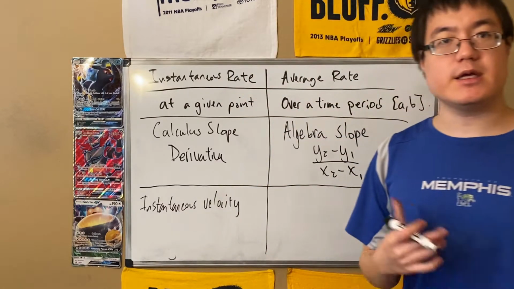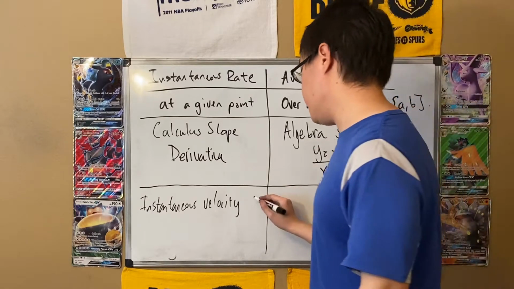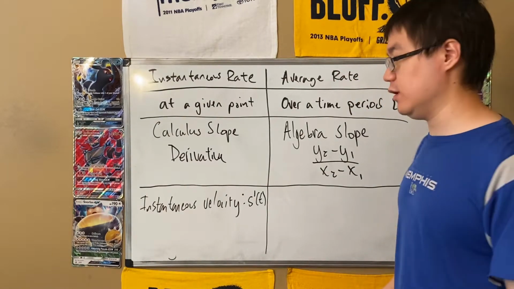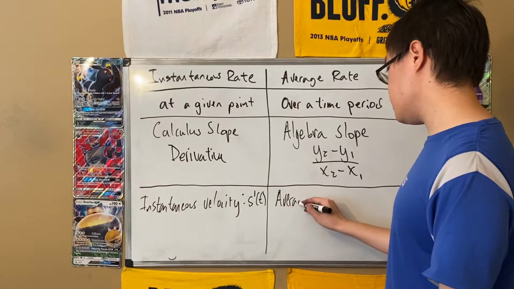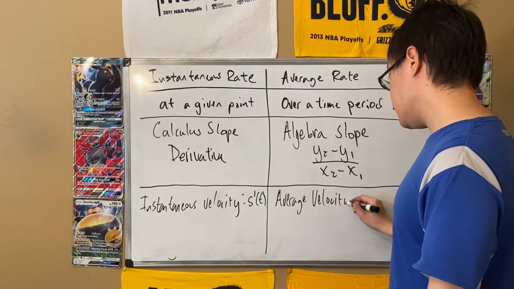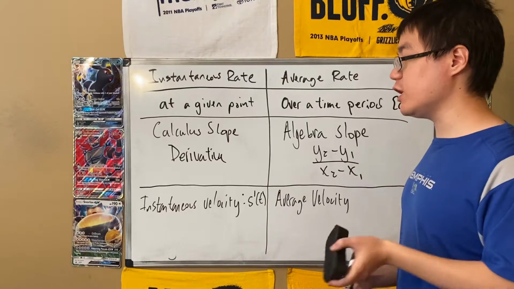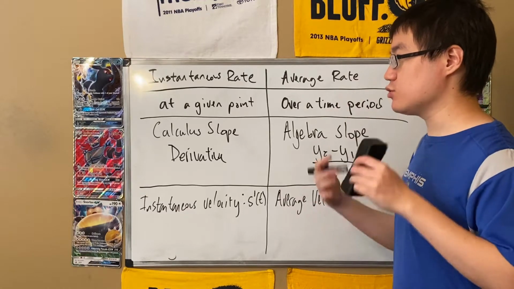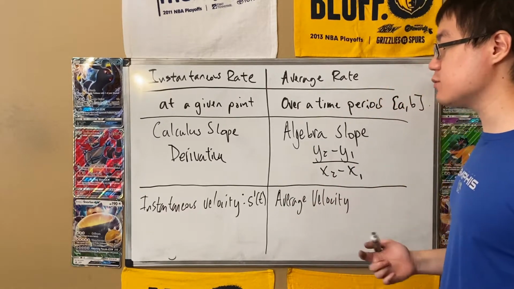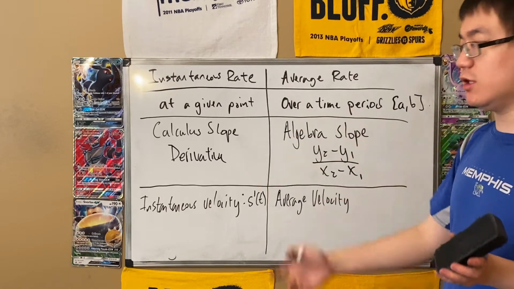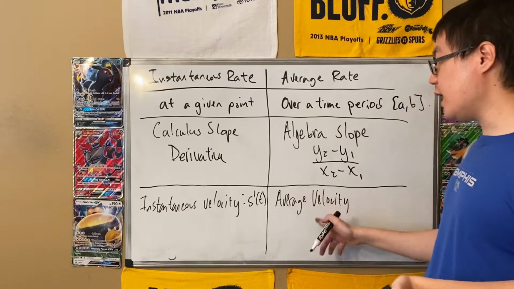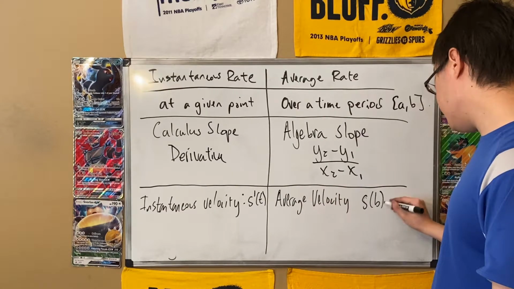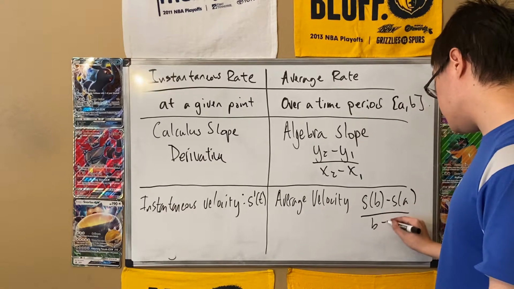Well, instantaneous velocity is just going to be the calculus slope of position. Remember, we're going to denote it with s. So this is going to be the calculus slope of position, s prime of t. Average velocity, which can be rewritten as the average rate of change of position, just like instantaneous velocity could be expressed as the instantaneous rate of position. Average velocity is going to be your algebra slope of the function. Like how this was calculus slope of the function, average velocity is going to be algebra slope. So it's going to be s of b minus s of a over b minus a.